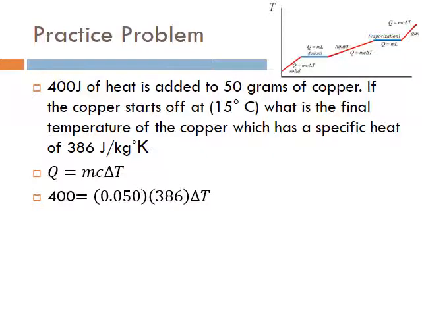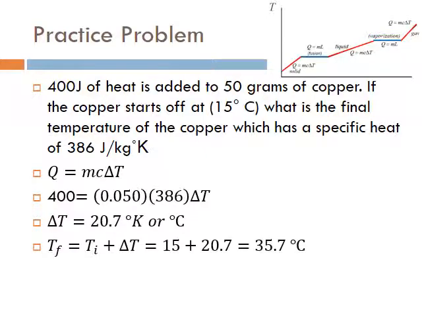So we're going to do some plugging and chugging. 400, and now we've converted the mass into kilograms, 0.050. Now we just do our simple math, rearrange. We get 20.7 is the change in Kelvin or Celsius, whatever you want. And we then want to solve for the final temperature. Don't forget, they asked for the final temperature. We just solved for the change in temperature. So we'll add the change to the original, and we'll get 35.7 degrees Celsius is our answer.